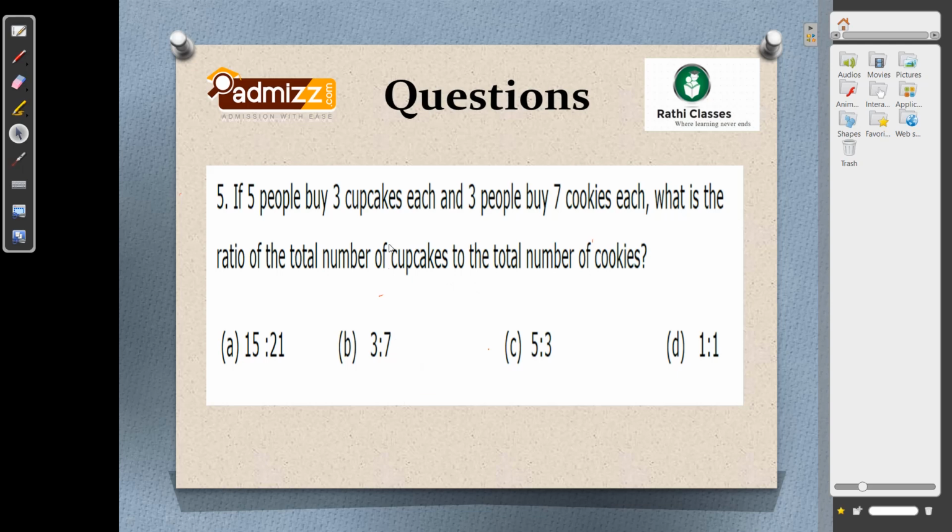If 5 people buy 3 cupcakes each and 3 people buy 7 cookies each, what is the ratio of the total number of cupcakes to cookies? The cupcakes would be 5 into 3, 15, and the cookies would be 3 into 7, 21. That is 15:21. Let us see if the option is there. Yeah, the option is A. Moving on to the next question.